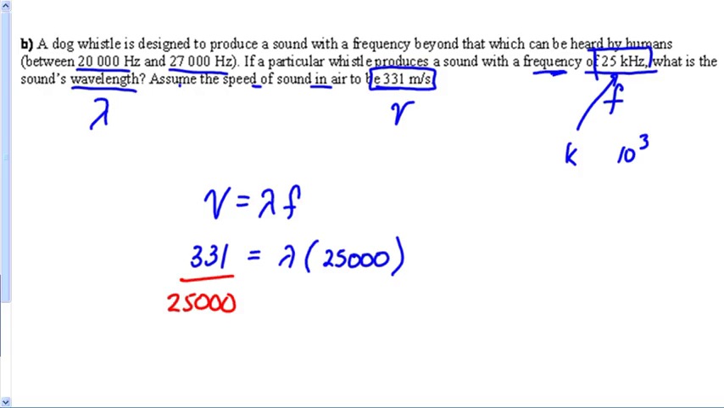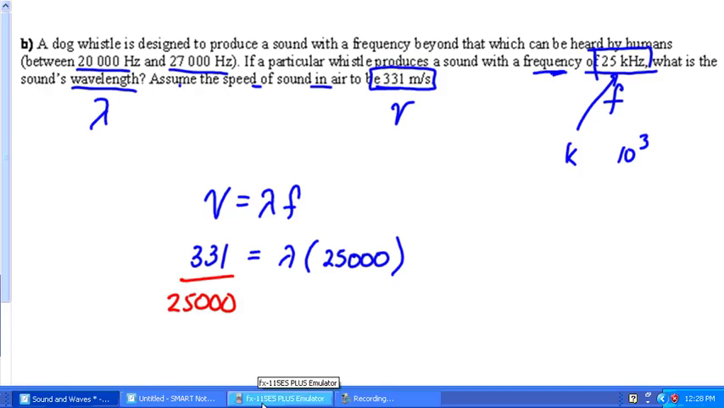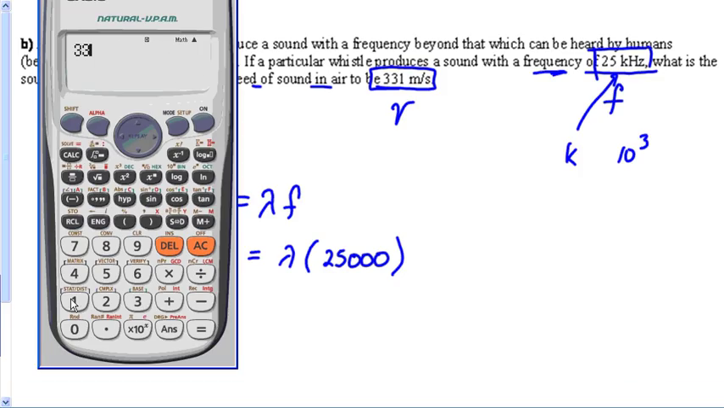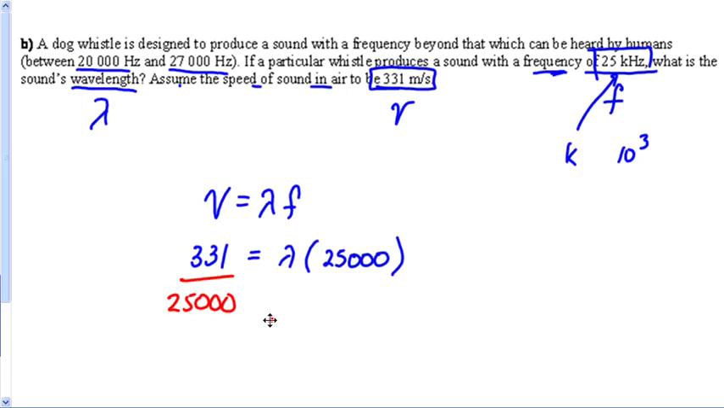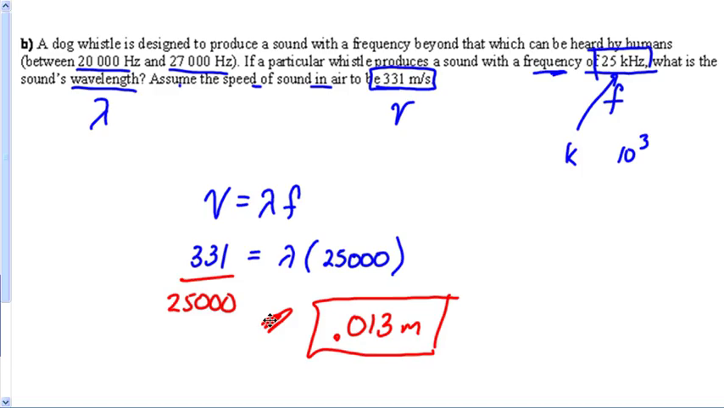Now let's see if I can pull out my Casio FX115 calculator and do that one. 331 divided by 25,000, and that's equal to, lo and behold, 0.013. Wavelength is in meters, so let's put a box around that one. All right. So one more question.